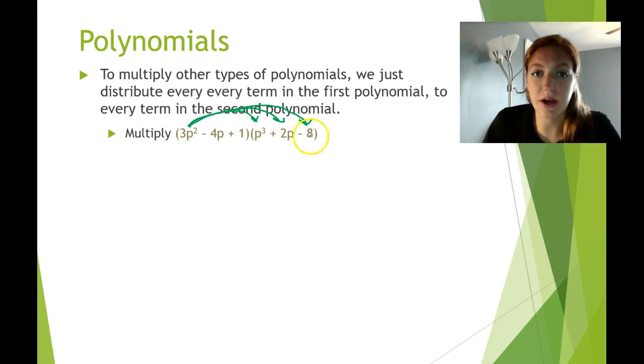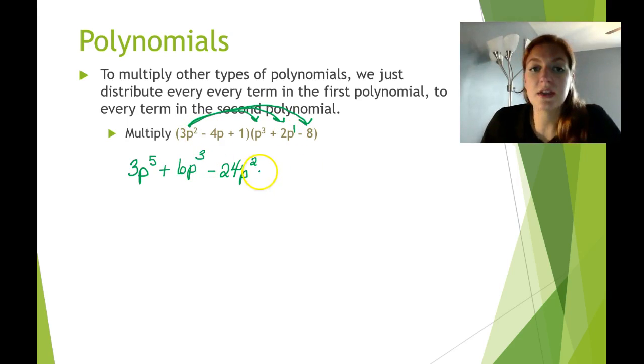Okay, so 3p squared times p cubed. So that'd be 3p to the fifth, since we're multiplying the bases, we add the exponents. 2 plus 3 gives us 5. 3p squared times 2p gives us a nice 6p cubed. And finally, 3p squared times minus 8, negative 24p squared. Oh, I should have noted it was p squared times p to the first. That's how we got p cubed. 2 plus 1 is 3. Sorry, I didn't note that before.